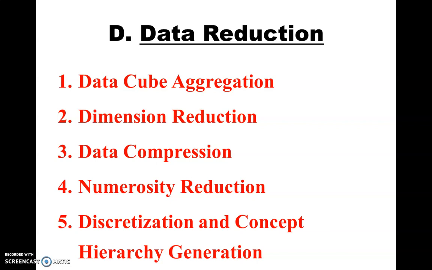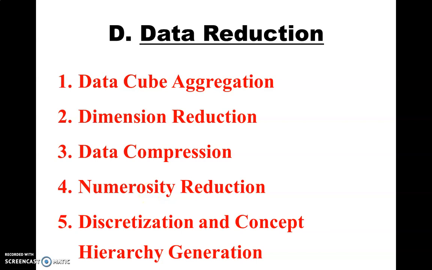Some numerosity reduction techniques are, first, histogram. A histogram is a numerosity reduction technique which uses binning to approximate data distributions and is a popular form of data reduction. The second techniques are regression and log-linear models. These are mostly used to approximate given data. So this is what we have in numerosity reduction.